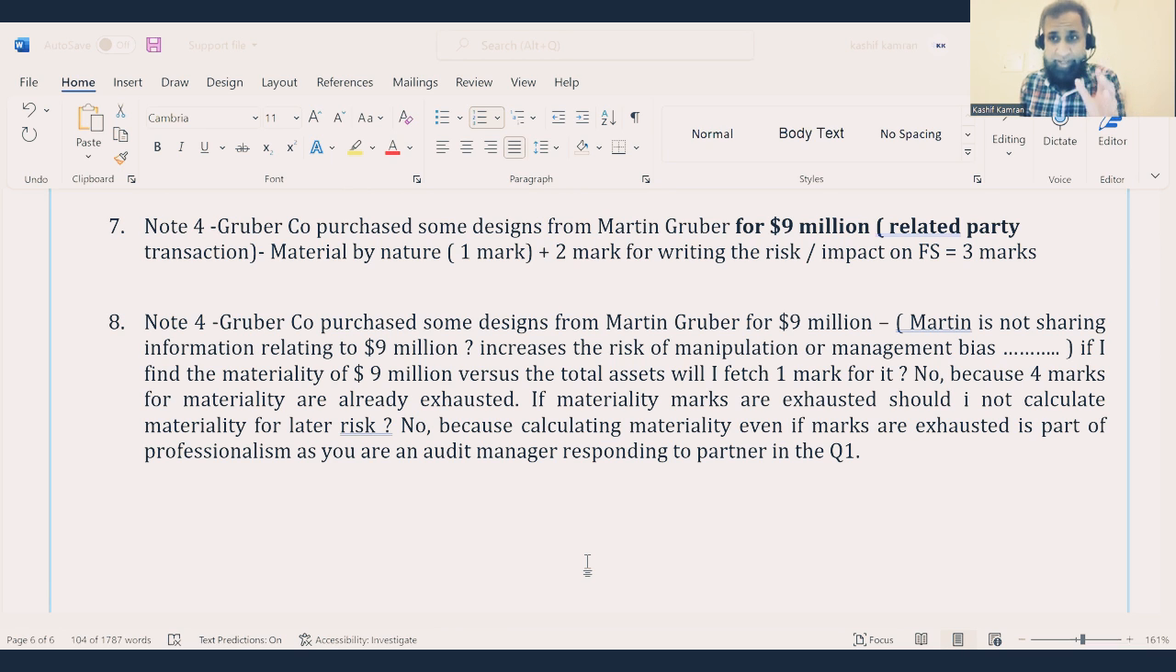Generally, every risk is worth 2 marks, like a new audit client, like a risk of management bias, like revenue recognition. But can a risk be worth 3 marks? Yes, if you find materiality. Can a risk be worth more than 3 marks if you find a relevant trend and a relevant calculation?